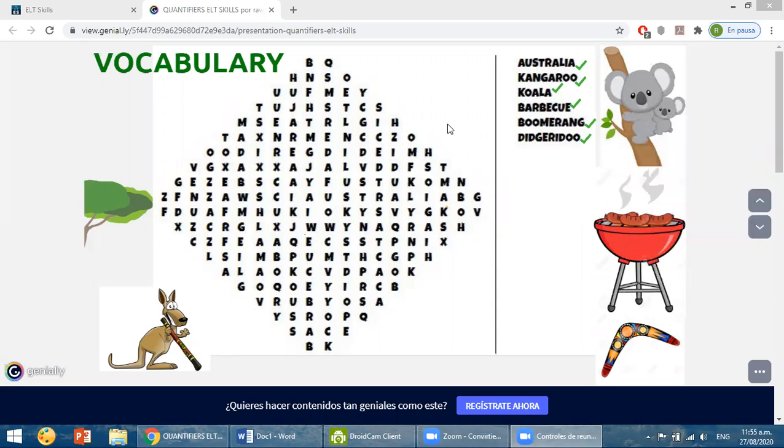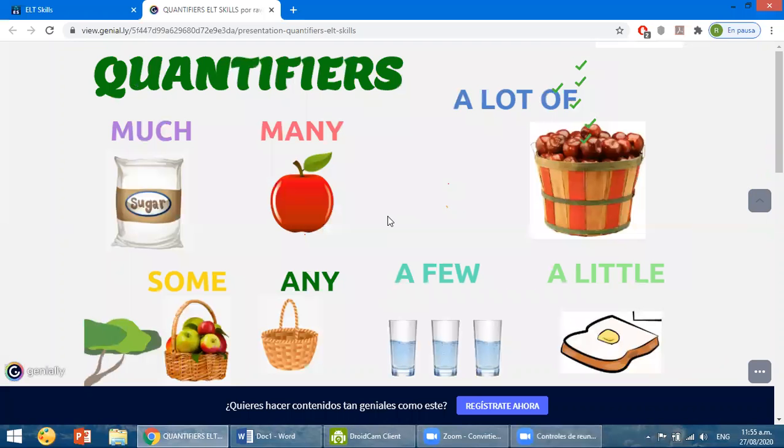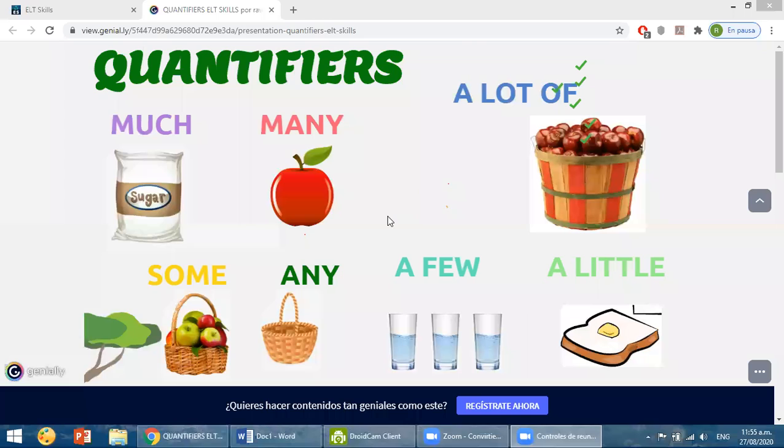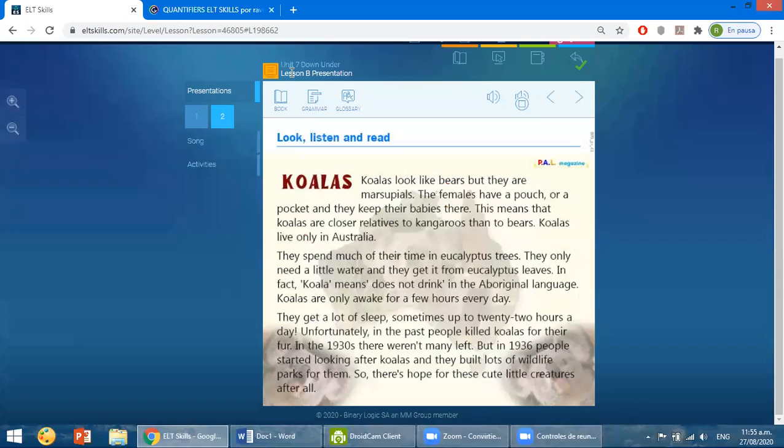Today we are going to use in the platform these words. These are the quantifiers. Some, any, much, many, a lot of, few, and a little. We are going to use these words in the platform, okay? Now, let's go to the platform. Today, we are going to work in Unit 7, Lesson B. Listen to this article about koalas, okay? Listen, please.